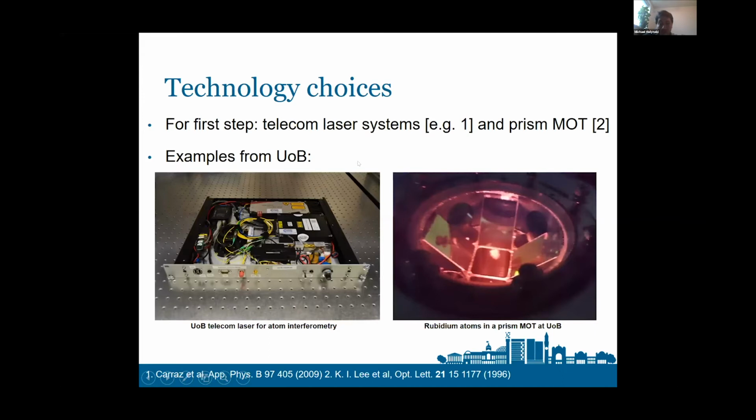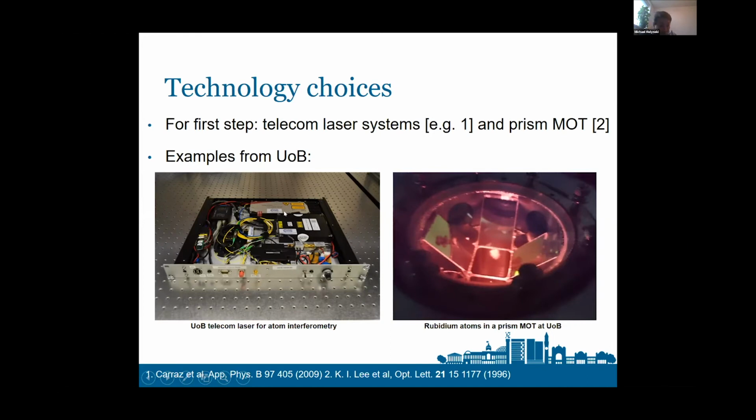Now, the two main technology choices behind CASPA, and they're not necessarily the best long-term choices, just to throw that caveat in, but they're what we thought we should do as our first step, are using prism MOTs and using telecom laser systems. So you can see here two examples from us. These aren't the ones from the references, sorry, but these are just some papers you can look at if you're interested. This here is a telecom laser we've built for our gradiometer. And what you can see is that it's quite compact. We have a 1U box here that can do nearly all the functions that we need for the system, and certainly for the CASPA concept.